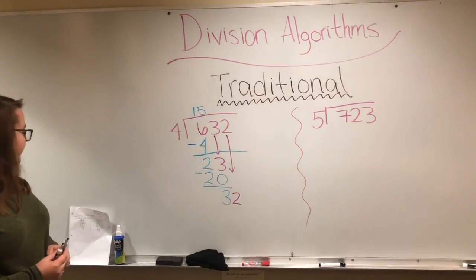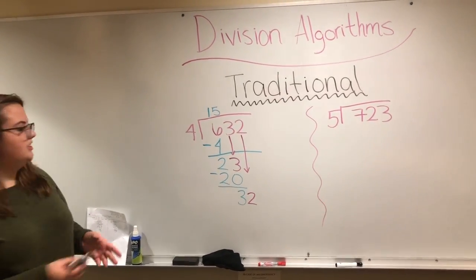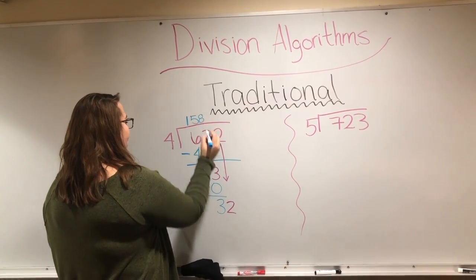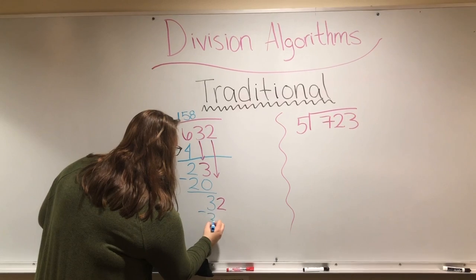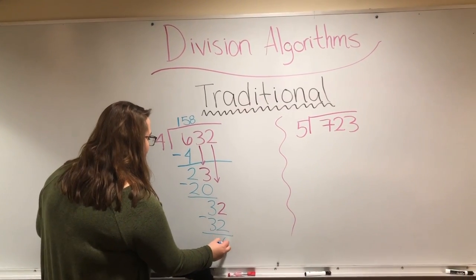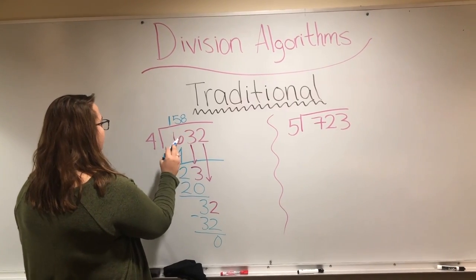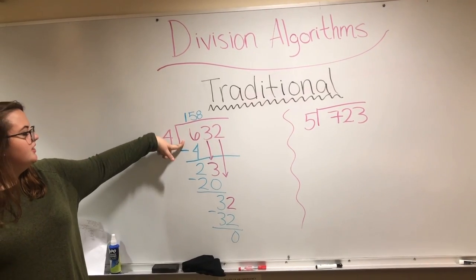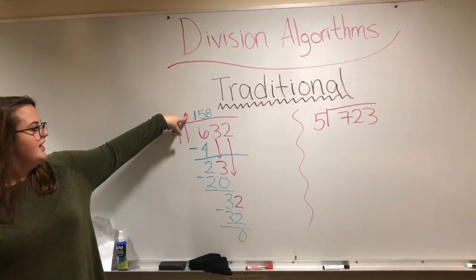So I know that 8 times 4 is 32. So we're going to draw our 8 up here and minus 32. 32 minus 32 is 0. So our answer is 158. So 4 goes into 632 158 times.